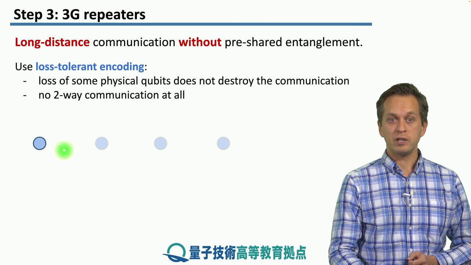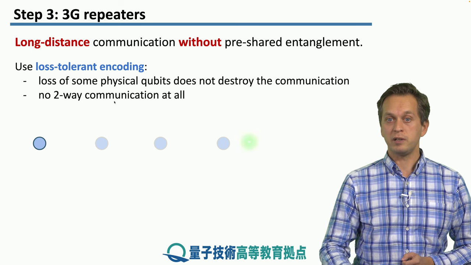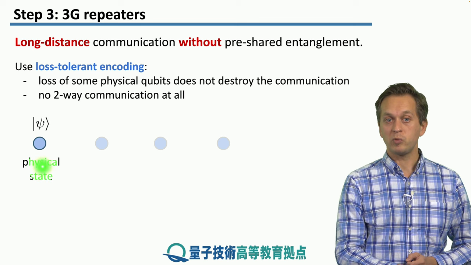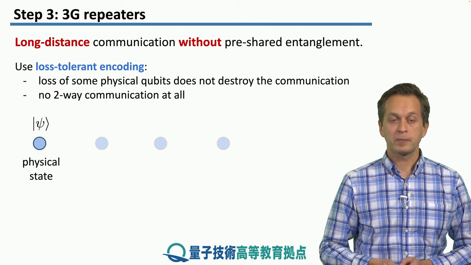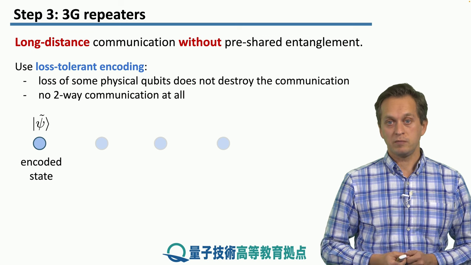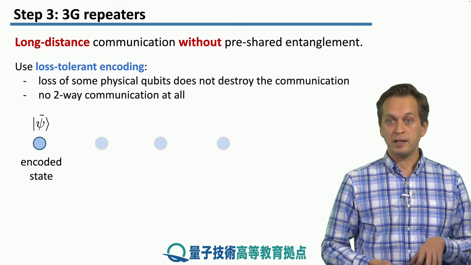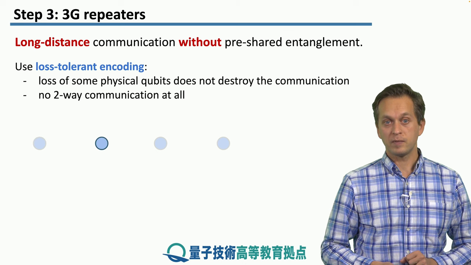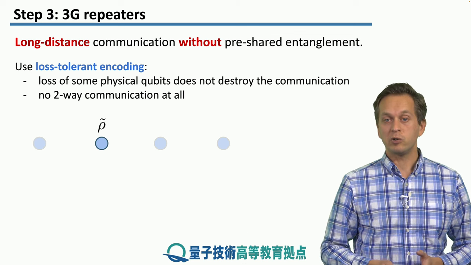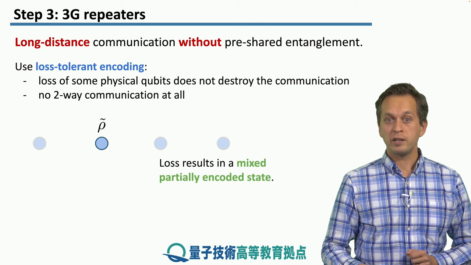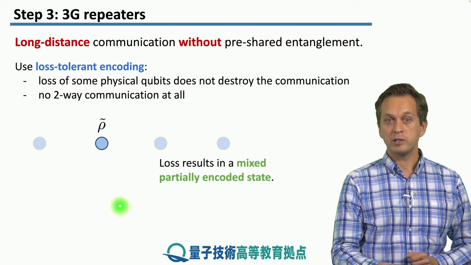Let's say that we've got four neighboring nodes along a path in a network, and the first node prepares some state psi that it's trying to communicate to the others. What it's going to do is take this physical state and encode it in a tilde psi, and then it will send this block of physical qubits directly to the second node. Along the way, some of the qubits are going to get lost, so the state that node 2 receives will no longer be pure, but it's going to be some partially encoded mixed quantum state, tilde rho.